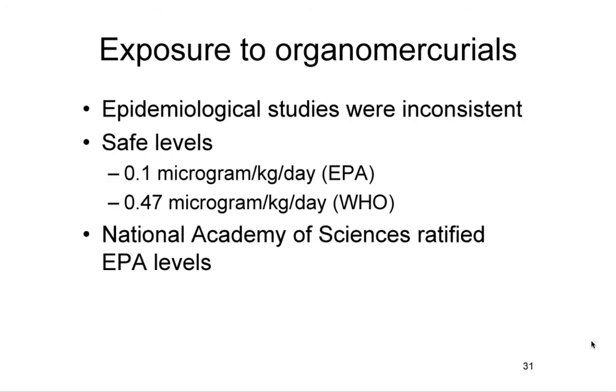However, long-term epidemiological studies were inconsistent. Safe levels have been established for daily exposure to mercury and organomercurials. As far as EPA is concerned, the safe level is about 0.1 microgram per kilogram per day. The World Health Organization, however, has a higher limit of 0.47 microgram per kilogram per day. The National Academy of Sciences, or NAS, which is a premier scientific body in the United States, has ratified the EPA levels.